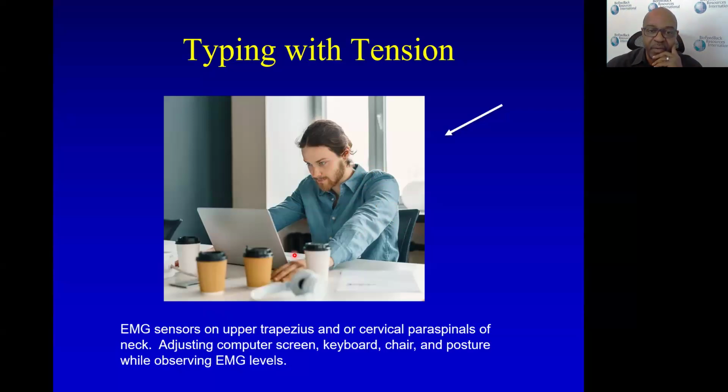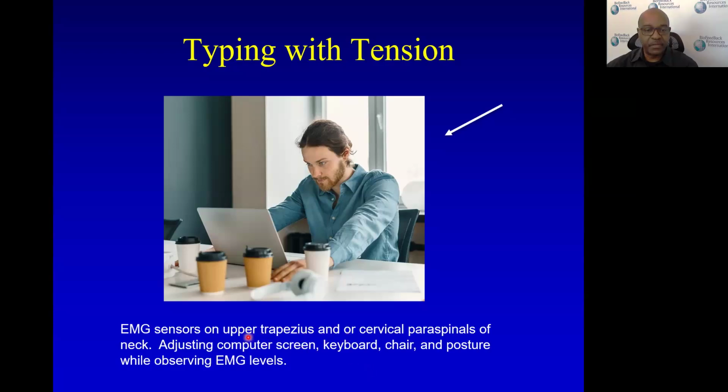And really, the only way to relieve that would be to raise the screen up, which sort of defeats the purpose of a laptop. But it's an issue that we can at least look at what the tension is in the neck and upper back, and work on helping a person be more aware and being able to release most of that tension as they're working.